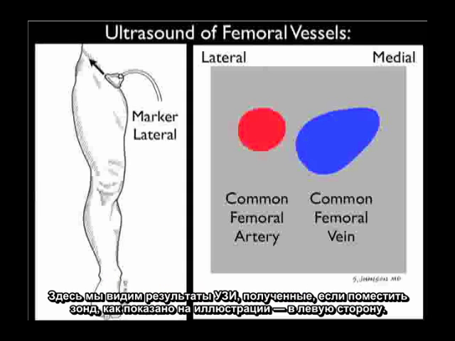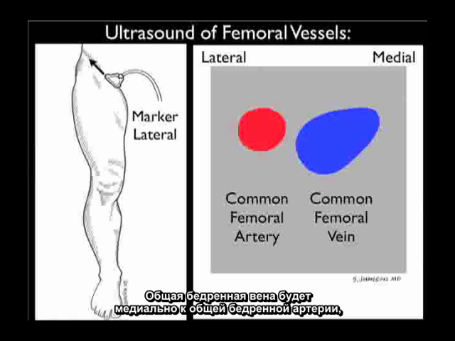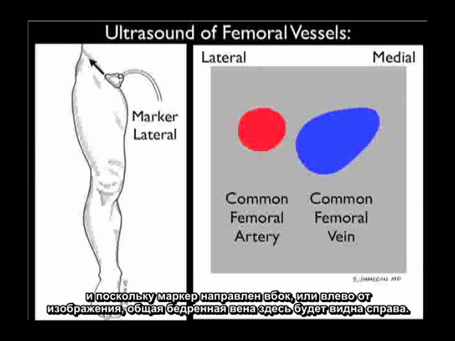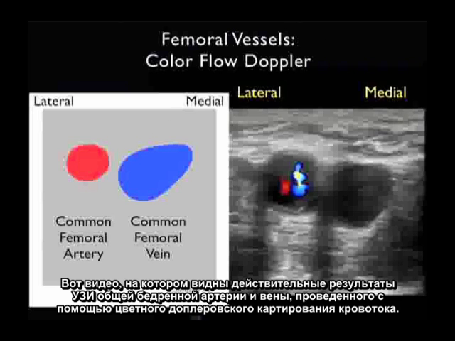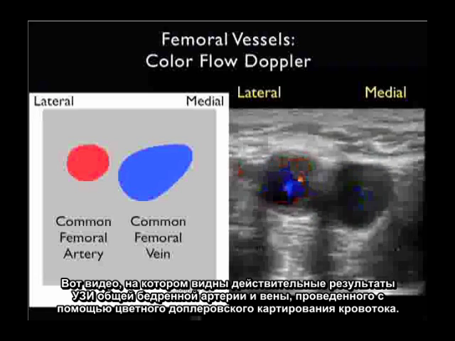Here we see the ultrasound findings that will occur when placing the probe as shown in the illustration towards the left. Note here the probe is placed with the marker dot laterally just inferior to the inguinal ligament, over the common femoral artery and vein as shown in the pictorial towards the right. Notice here that the common femoral vein will be seen medial to the common femoral artery, and because we have the marker dot oriented laterally or towards the left of the image, the common femoral vein will be seen to the right here.